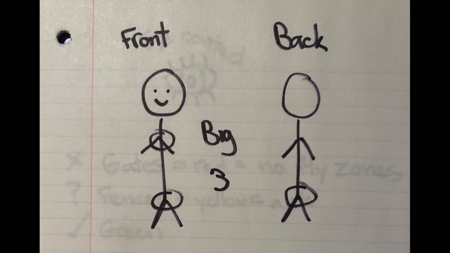Sometimes actors will use the shorthand Big Three to mean that their boundaries are around the front of their chest, front of their pelvis, and back of their pelvis, but of course I always encourage people to be as specific as possible.